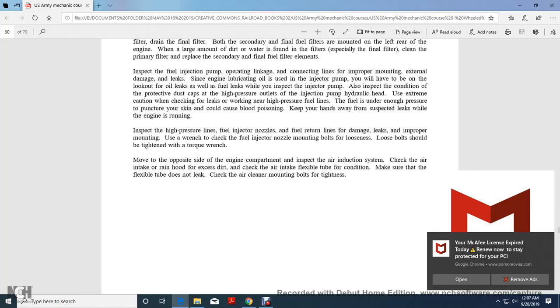At the high pressure outlet of the injection pump hydraulic head, use extreme caution when checking for leaks in the high pressure fuel lines. Fuel under pressure at each end can puncture your skin and cause blood poisoning. Keep your hands away from a suspected leak while the engine is running. Inspect the high pressure lines and nozzle return lines for damage, leaks and proper mounting. Use a wrench to check the fuel injector nozzle mounting bolts. Loose bolts should be tightened with a torque wrench.